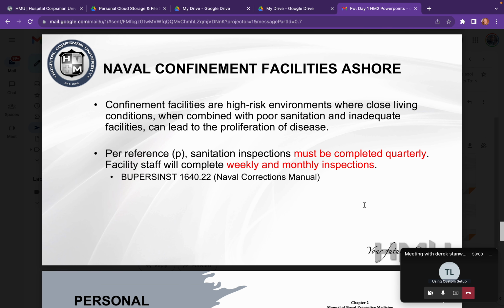I don't think I've ever seen. Have you guys ever seen the corrections manual on the exam? I don't think I have. No. But never. Maybe for an MA, but not for us.